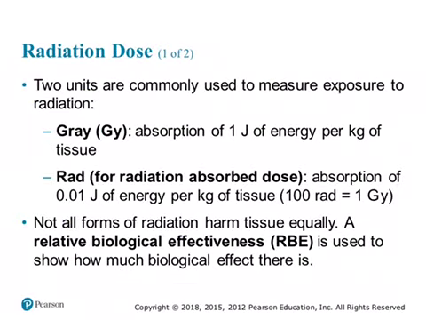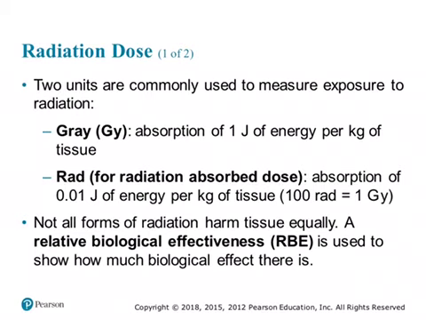So two units commonly used to measure exposure to radiation are called the Gray, abbreviated Gy, and that shows absorption of 1 joule of energy per kilogram of body tissue, and the rad, which stands for radiation absorbed dose, and that's the absorption of 0.01, or 1/100th of a joule, of energy per kilogram of tissue. So that you can understand how those two are related, 1 Gray is equal to 100 rads.